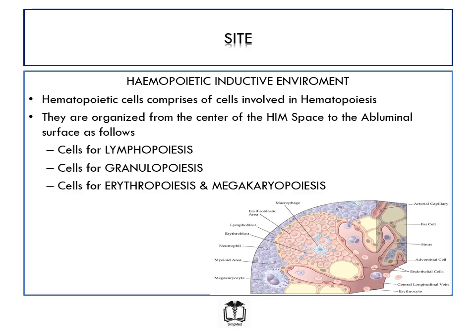So hematopoietic cells within the heme space are cells that are involved in hematopoiesis, as I mentioned initially, and these cells tend to be organized in a particular pattern that we need to remember. So when we're talking about the heme space, from the heme space going towards the abdominal surface, the cells tend to arrange themselves as cells involved in lymphocytopoiesis, cells involved in granulocytopoiesis, and then cells involved in erythropoiesis and megakaryocytopoiesis.